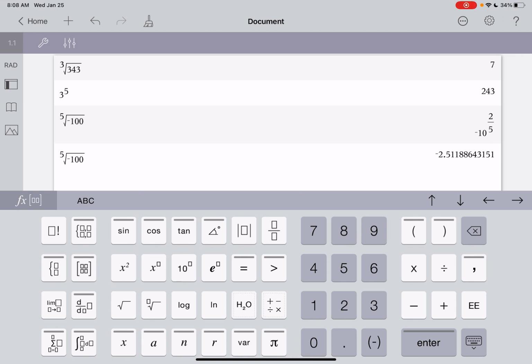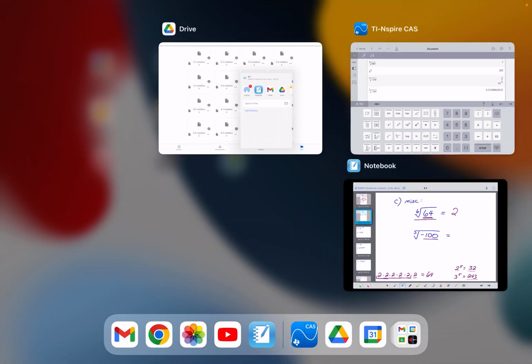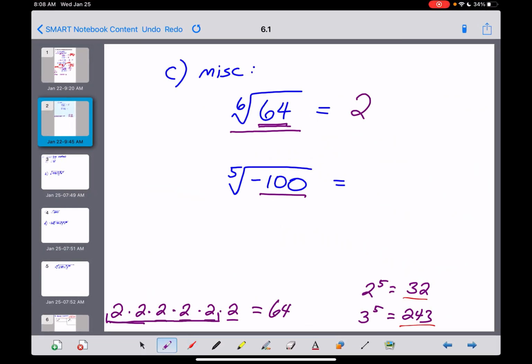Depending on the directions, you'd want to follow that. But usually in Algebra 2, we round to 2 decimal places. So this would be a negative 2.51 if we had to round that. And I just wanted to remind you guys, sometimes you're going to end up with irrational answers here. Not imaginary. There's no i here because it was a fifth root, an odd index, of a negative number. So we did end up with a real number, but it's still irrational.